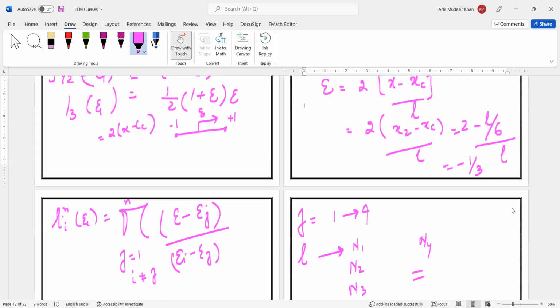Apart from these shape functions, what we have to do now is the concept of parametric interpolation. That is something very important that we have to slightly talk about. And very essentially, we also have to talk about numerical integration, which hopefully we'll be doing in the next video. Thank you.